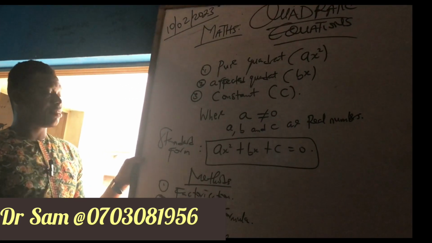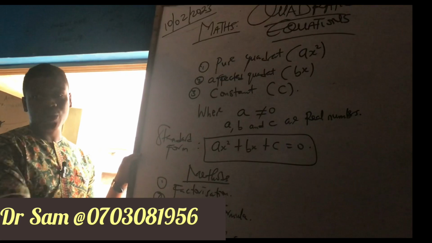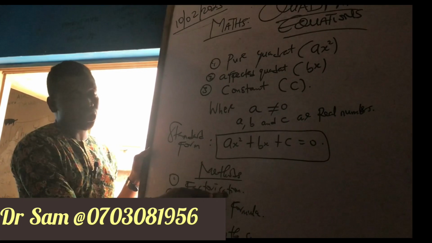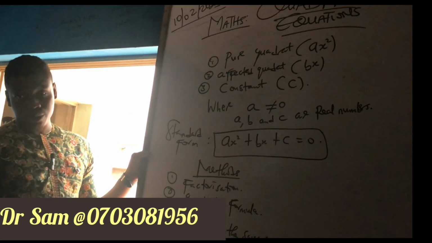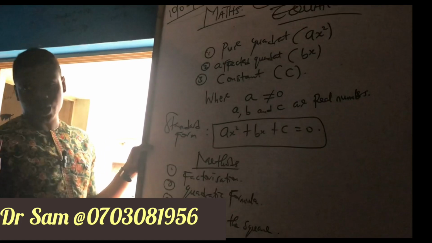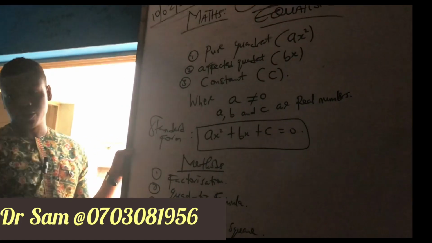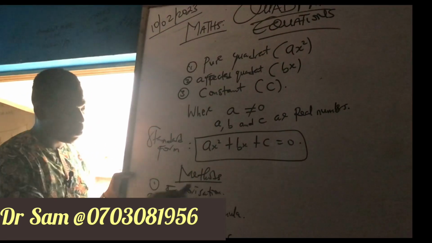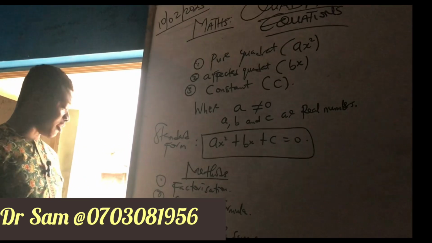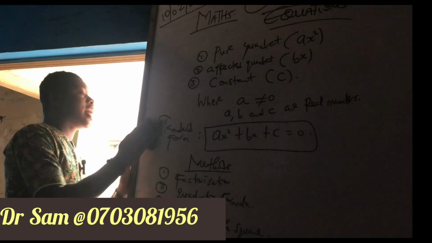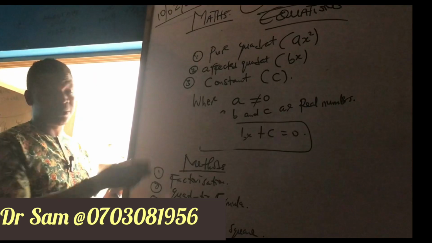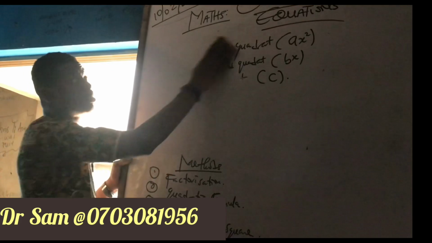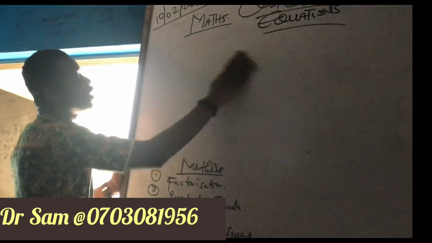But the good news is this: for any method you apply, you will get the same answer, only if that equation cannot be factorized. Not all quadratic equations can be factorized. Not all. That is why mathematicians came up with other formulas. And this originated from Egypt. The etymology of mathematics equations started from Egypt.